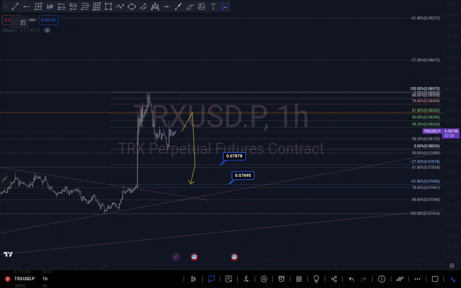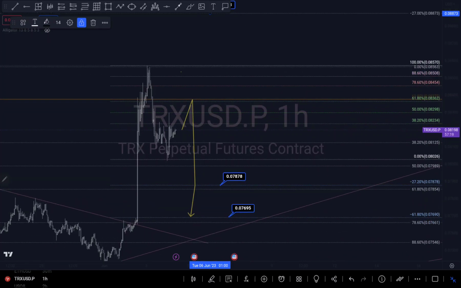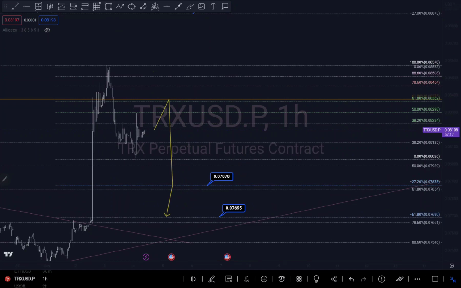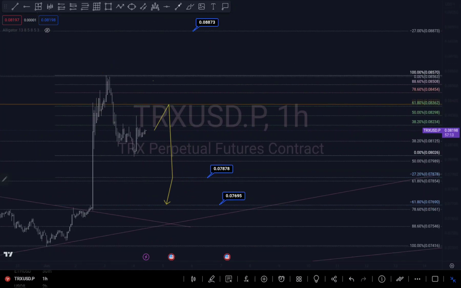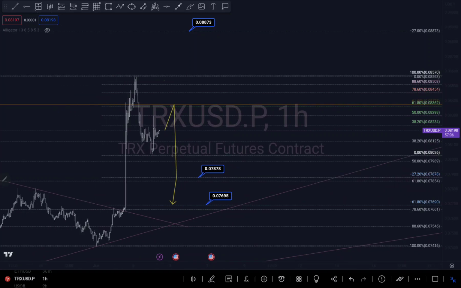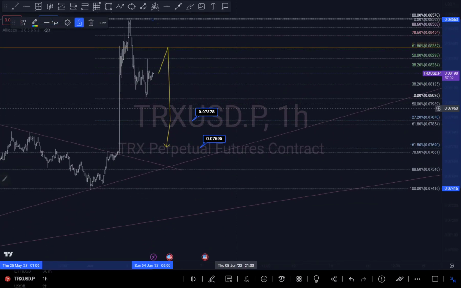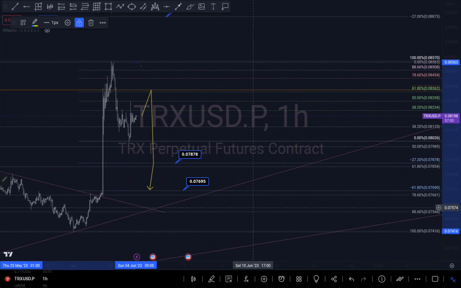So let me put a price tag here. For the bullish direction, this is my target right at this level right here, which is my negative 27.8%. But that is like a bigger picture. So like I said, if we break structure here, this is my next target I am looking to, but I'm seeing a little bit of a down move before we now continue to push to the upside. So this is just my overall analysis on TRX.